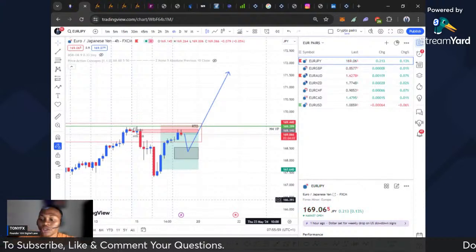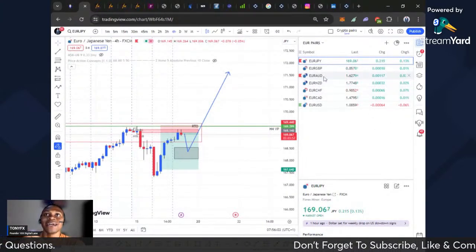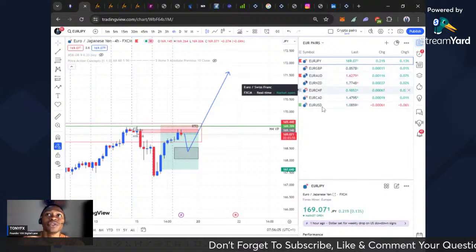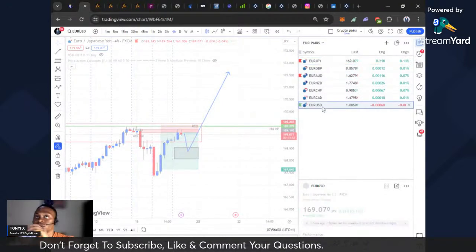The second euro pair I have on my list, I see that it's juicy and has opportunity. I think it is Euro USD.